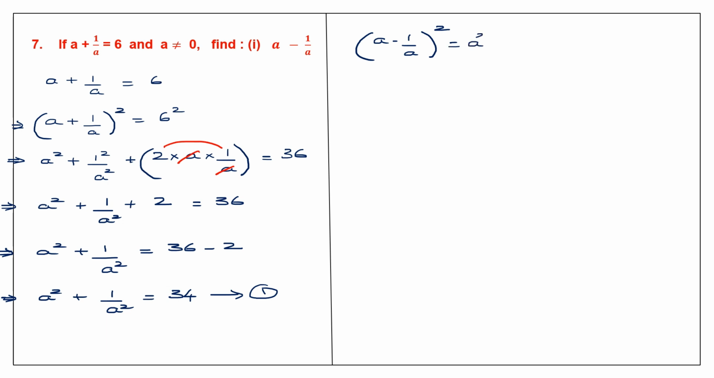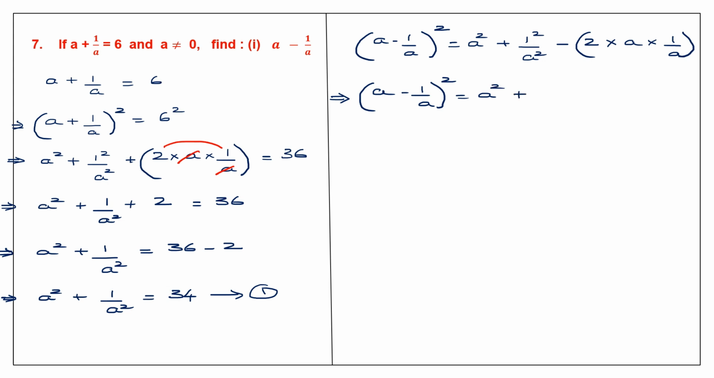So a square plus b square. B is 1 by a. So 1 by a square is 1 square by a square minus 2ab. 2 into a into b is 1 by a. So here what do we have? We have a minus 1 by a, the whole square, is equal to a square plus 1 by a square minus, now here what do we have? We have 2 into a into 1 by a, cancel this a and this a, just 2 into 1 is simply 2. So here let's write 2.